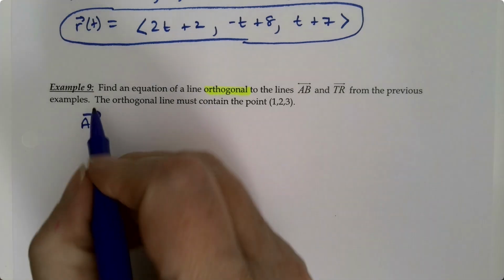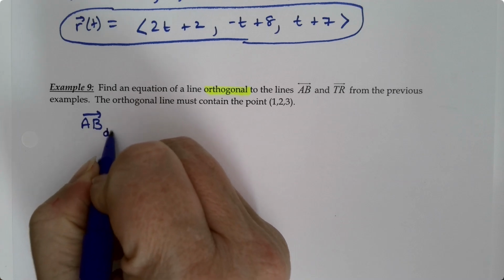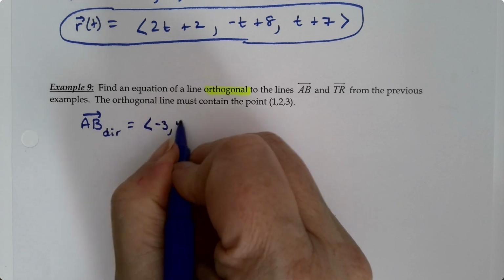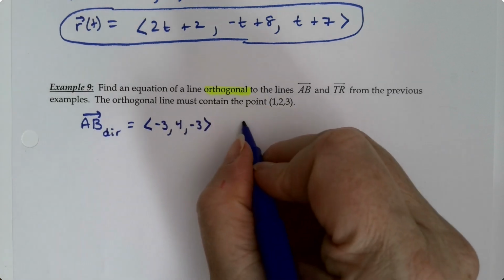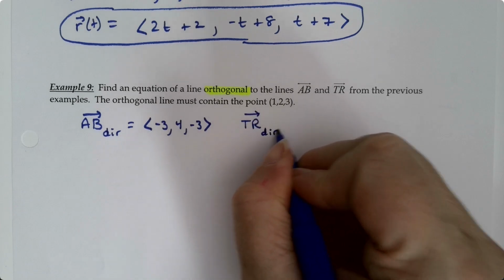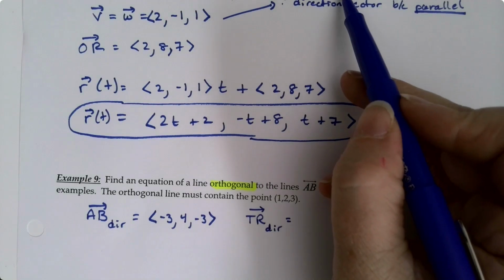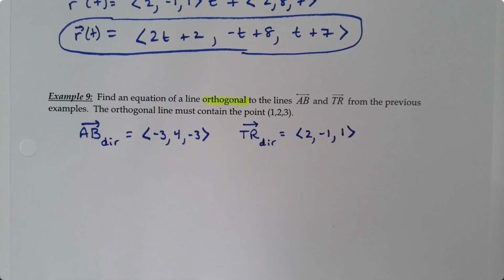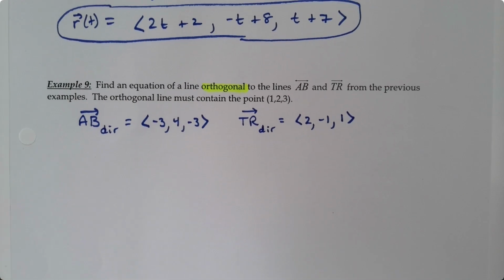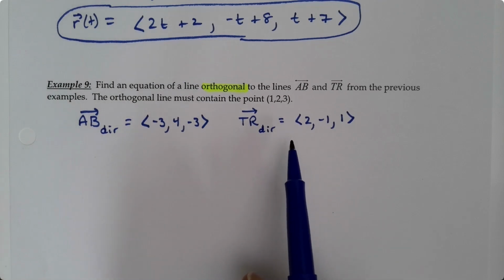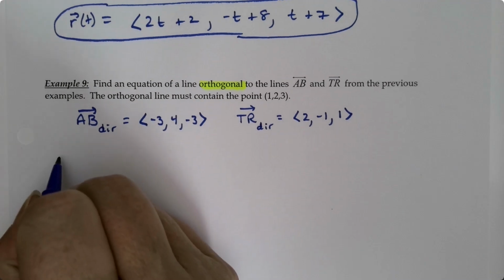So let me put it this way. The direction vector for AB was negative 3, 4, negative 3. And then the direction vector for r(t) was the same as what we had up here. It's 2, negative 1, 1. Okay. So how do we get a third vector that is orthogonal to two known vectors? The cross product. Yes, we will need the cross product.